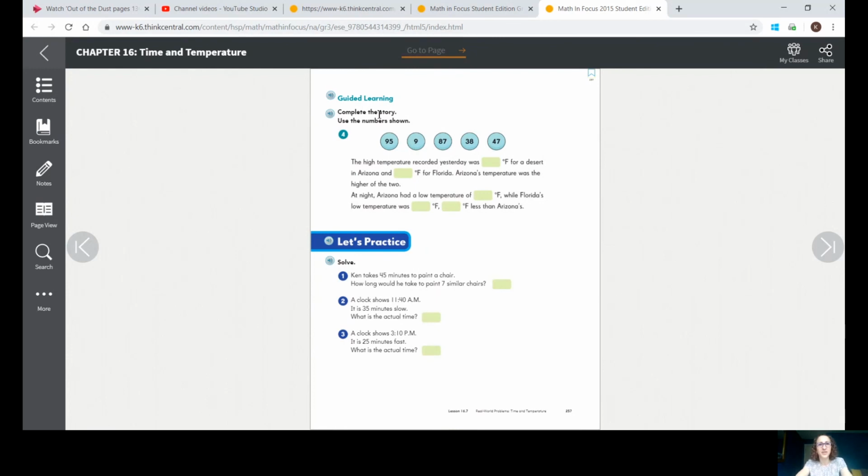Okay, guided learning. Complete the story. Use the numbers shown. This is number 4. It says the high temperature recorded yesterday was 95. Sorry, I just gave that one to you. The high temperature recorded yesterday was 95 degrees Fahrenheit for a desert in Arizona and blank degrees Fahrenheit for Florida. Arizona's temperature was the higher of the two.